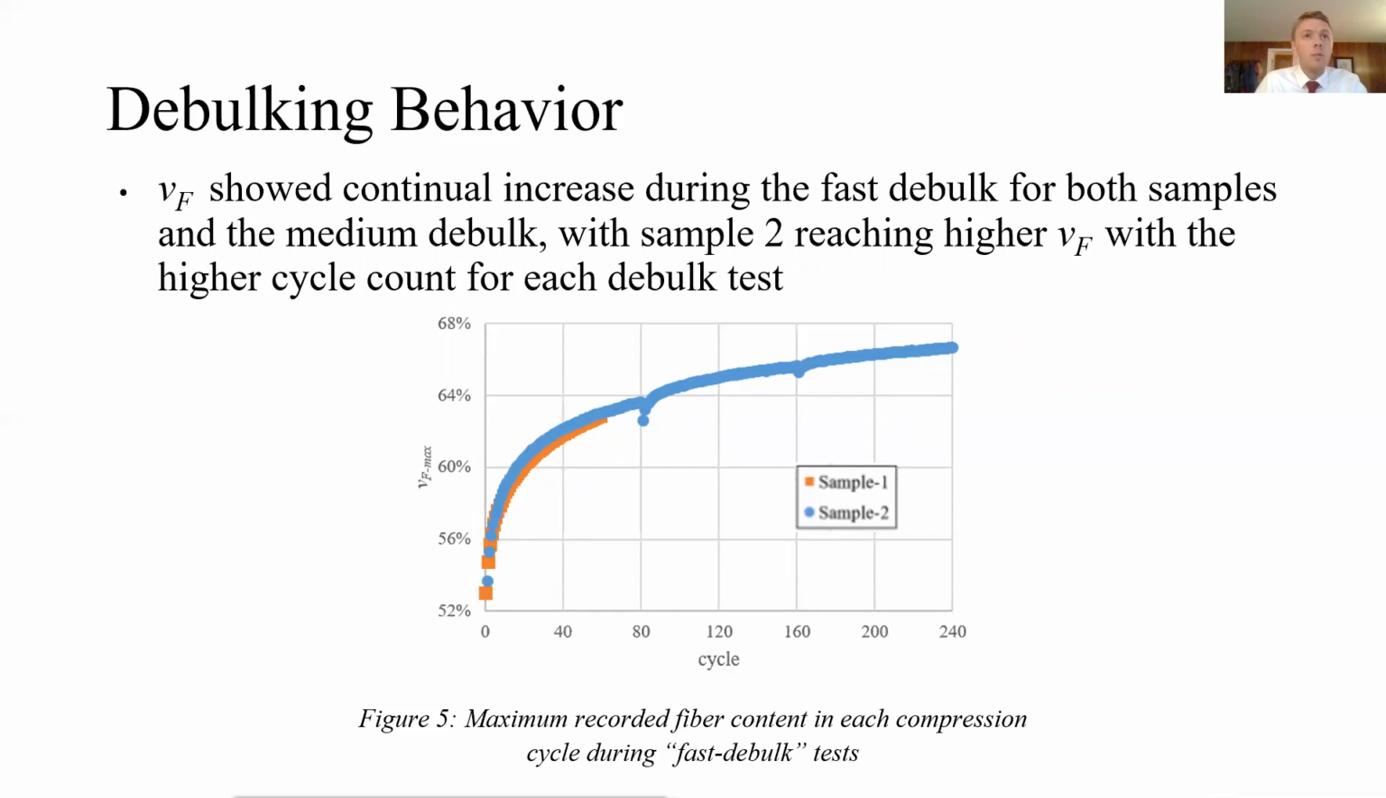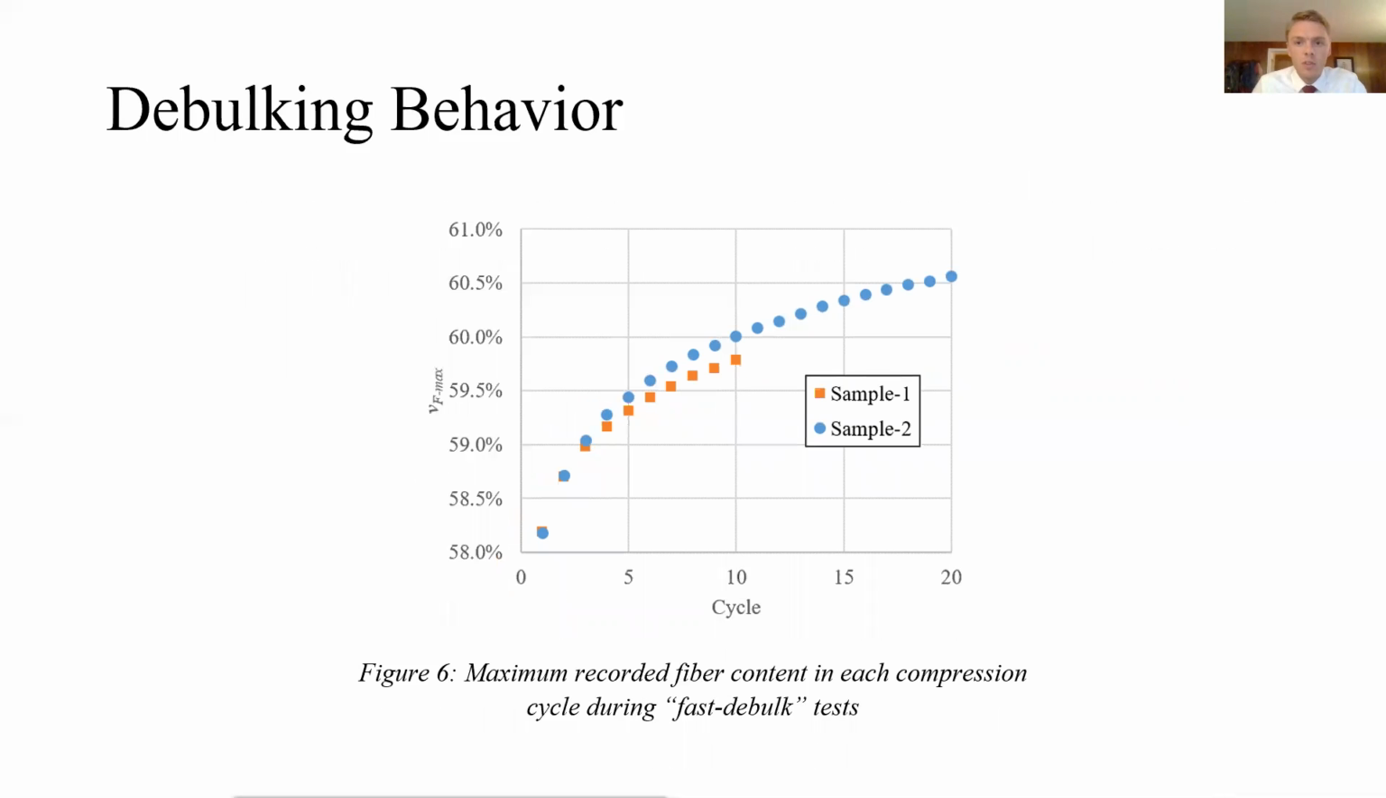Next, we'll look at the medium debulk, which shows similar results. But one interesting thing to point out is sample 2 seems to show higher compressibility here, or an increase in compressibility, in that it reaches higher volume fractions at the same pressure as compared to sample 1.